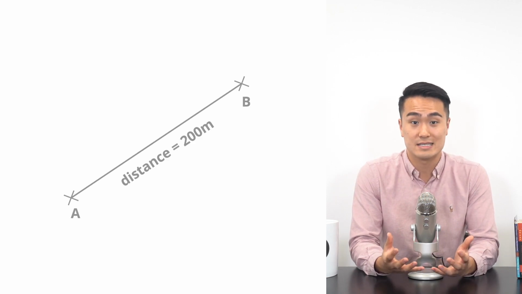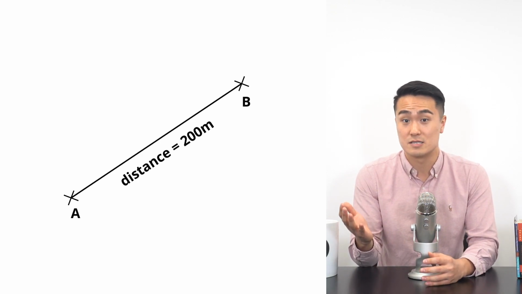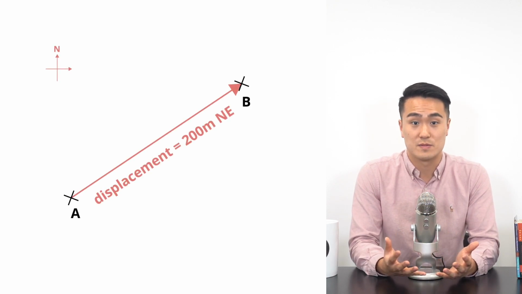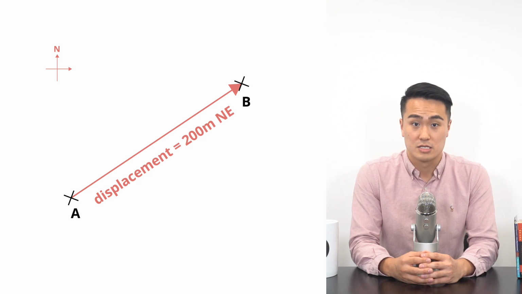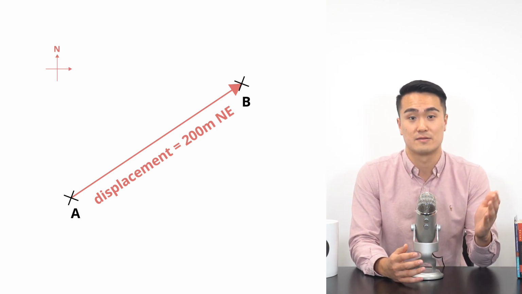So in the real world, we often want to describe an object's motion. For instance, distance is a scalar quantity that just contains a magnitude. The distance between A and B is 200 meters. Whereas displacement is a vector quantity that also shows the direction as well. So the displacement of AB is 200 meters northeast.